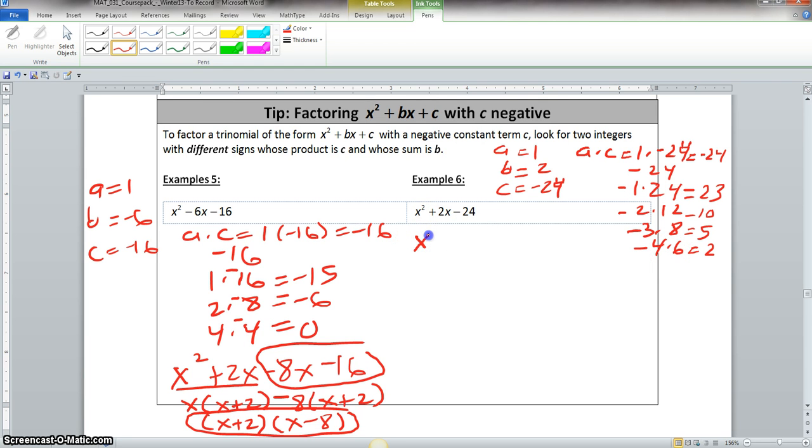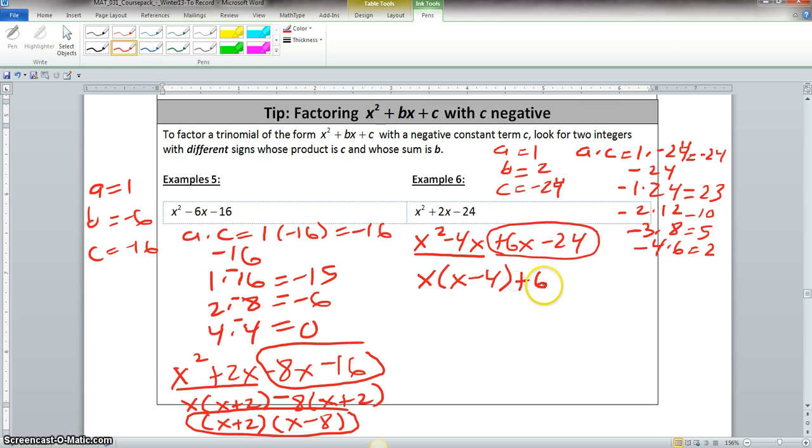So we will have x squared minus 4x plus 6x minus 24. We group the first two terms here. We can factor out an x, and we'll be left with x minus 4. We group the second two terms here, and we have positive 6x minus 24. We can factor out a positive 6, and we'll be left with x minus 4. Now, our final answer, we have x minus 4 and x plus 6. And we're done.